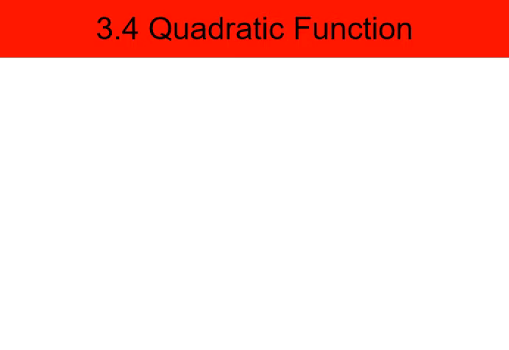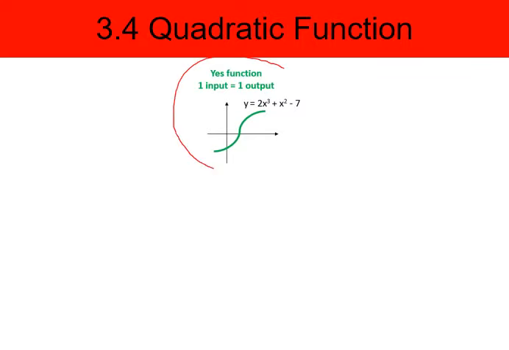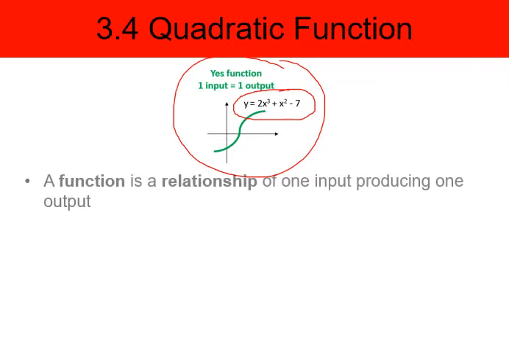Before we go into quadratic functions, let's recall what a function is. Remember last week we had this similar graph with the function stated as 2x to the power of 3 plus x squared minus 7. This is a function. Why do we say this is a function? Because there is a relationship of one input producing only one output.